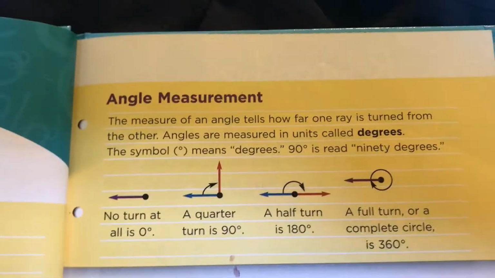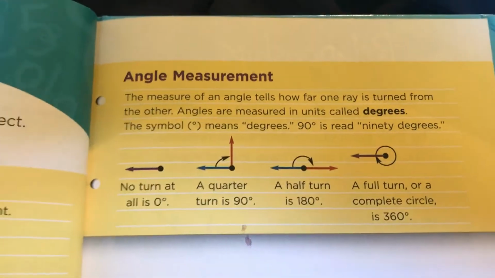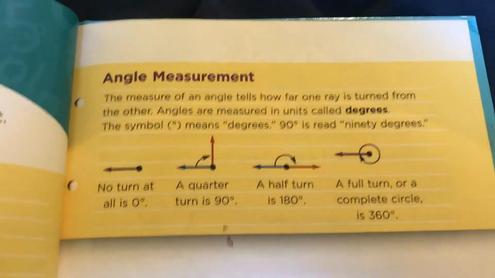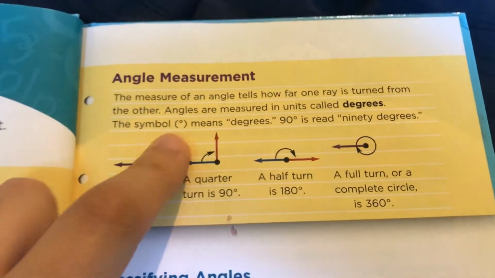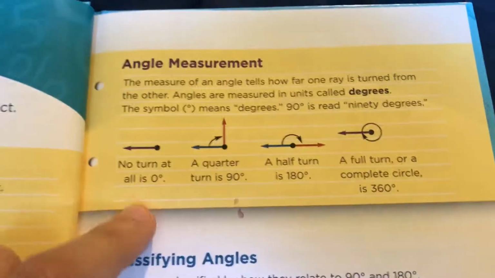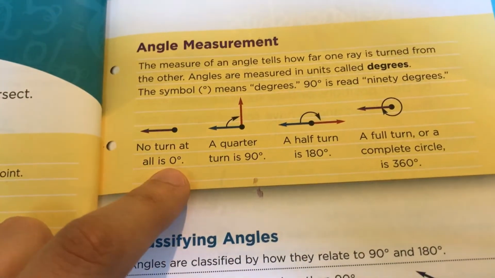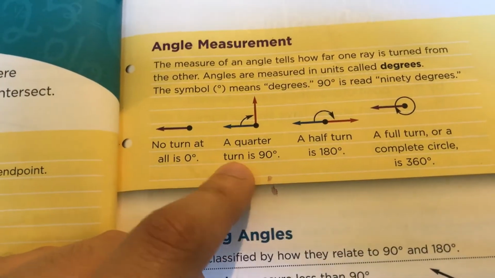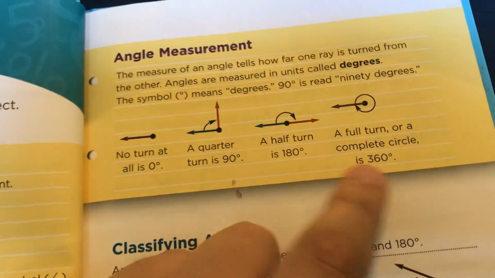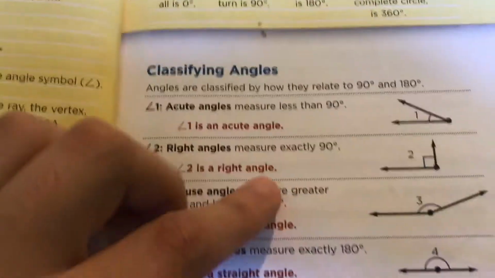Angle measurement. The measure of an angle tells how far one ray is turned from the other. Angles are measured in units called degrees. The symbol means degrees; 90° is read 90 degrees. No turn at all is 0 degrees. A quarter turn is 90 degrees. A half turn is 180. A full turn, or a complete circle, is 360 degrees.